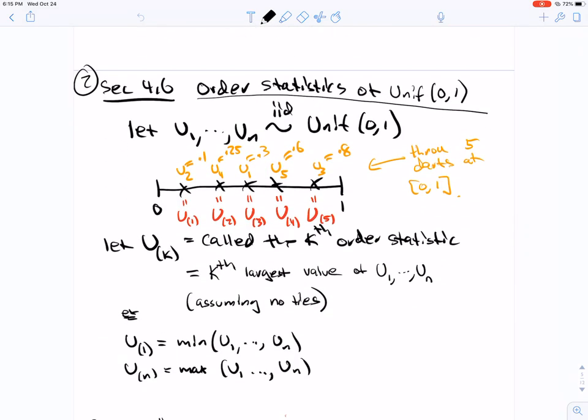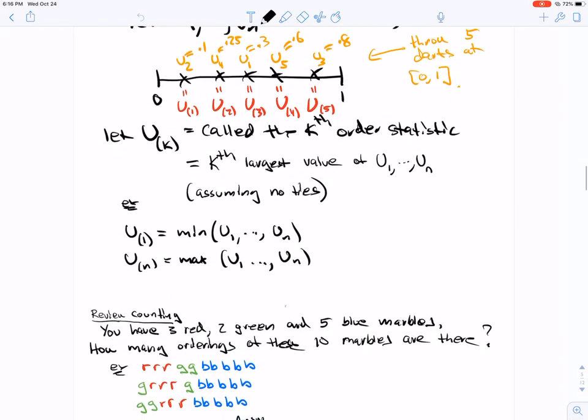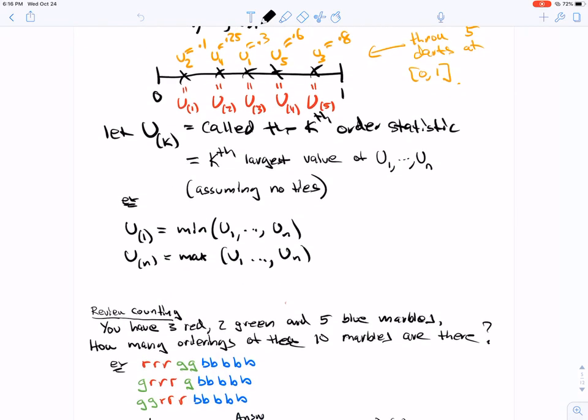Then we did the order statistics of uniform 0, 1. So imagine throwing 5 darts at the unit interval from 0 to 1. So the order statistics are the positions of the darts in increasing order. U parenthesis k is called the kth order statistic. It's the kth largest value of U1 to Un, assuming no ties. The probability of a tie is 0. So U parenthesis 1 is the minimum, and U parenthesis n is the maximum.